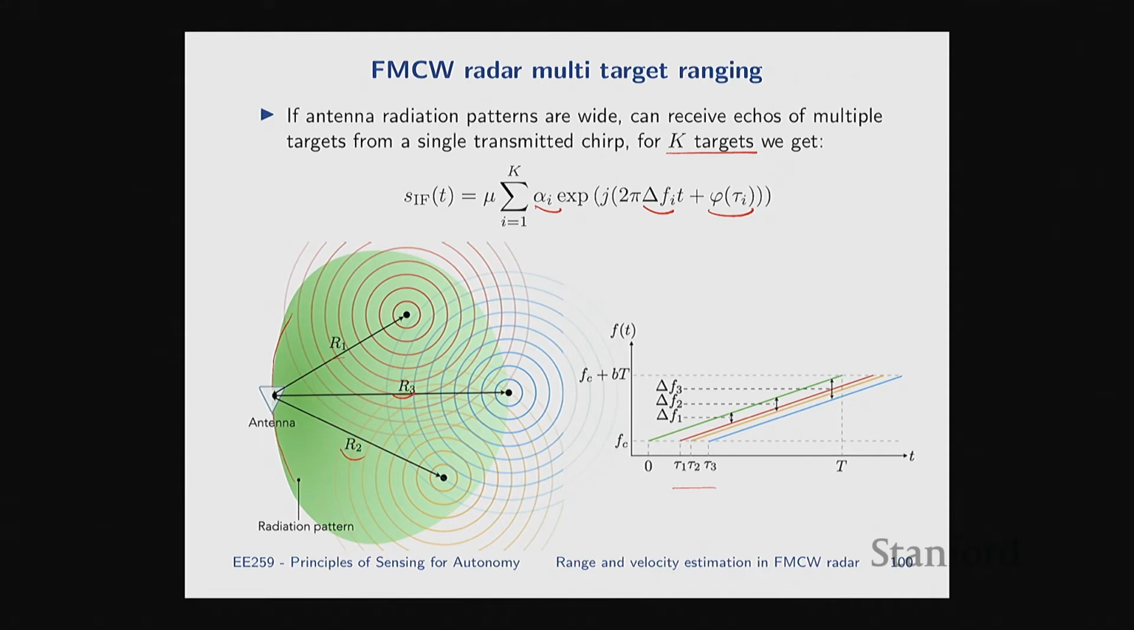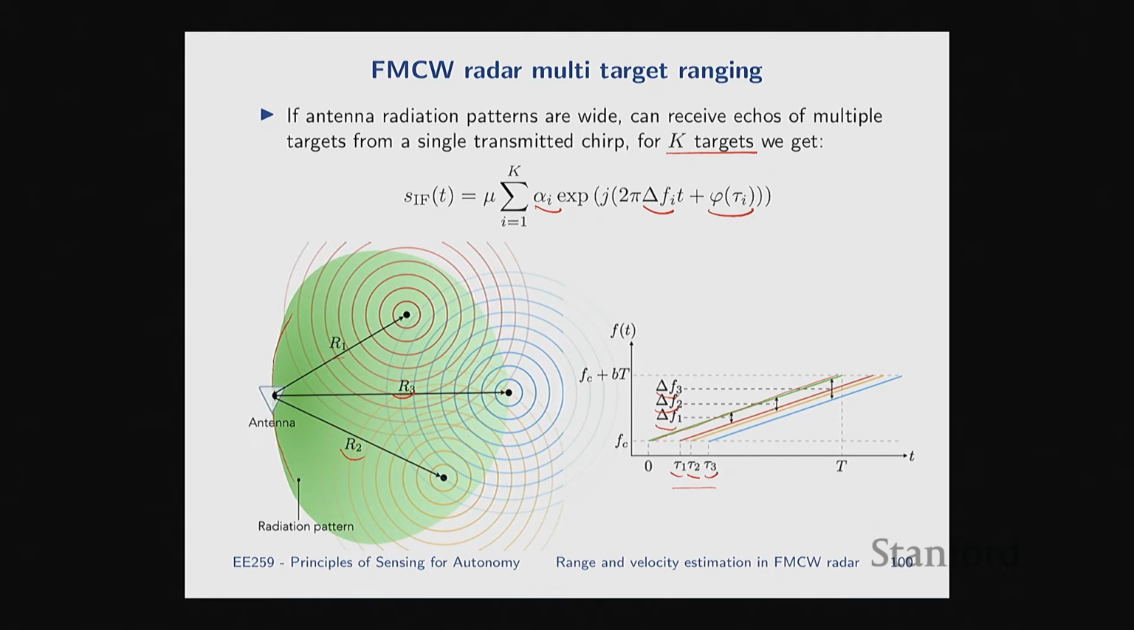The green is the frequency versus time for the transmitted chirp, and then you receive 3 chirps back, each with a different delay, call them tau 1, tau 2, and tau 3. Each of them induces a frequency in your IF signal that is proportional to the range of that target. So you get a delta F1, a delta F2, and a delta F3. So this naturally extends to the case with multiple targets.